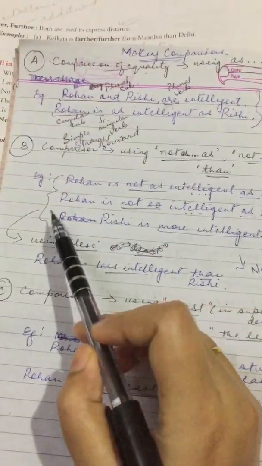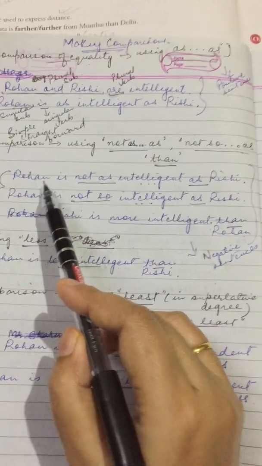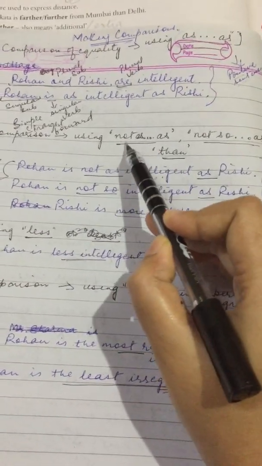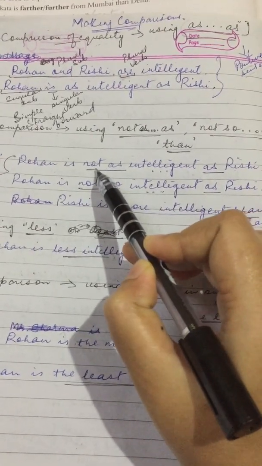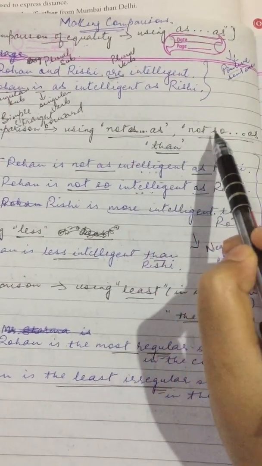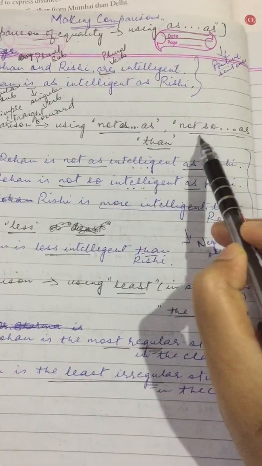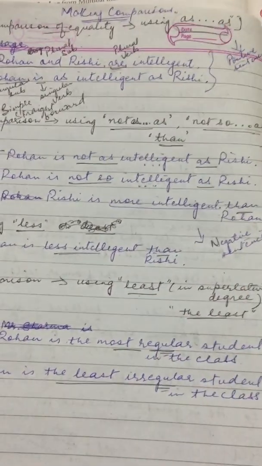Now, how can we do it? Look at these examples. Rohan is not as intelligent as Rishi. Not as... as. You can see how it has been used here. Now, Rohan is not so intelligent as Rishi. Not so... as. Not so intelligent as Rishi.